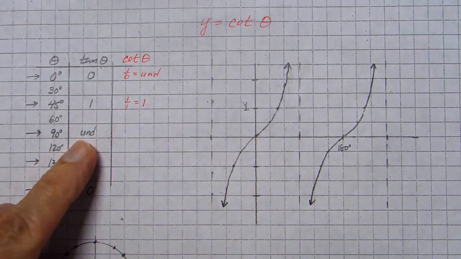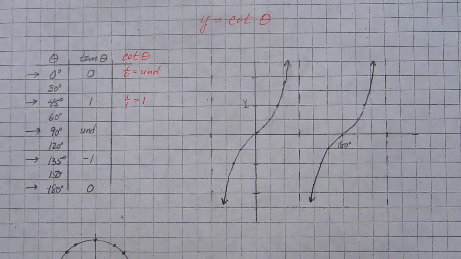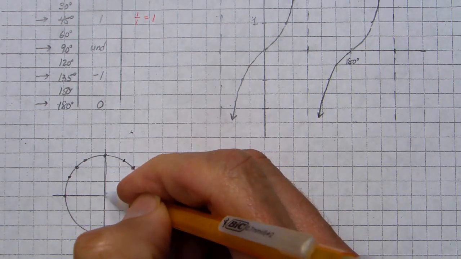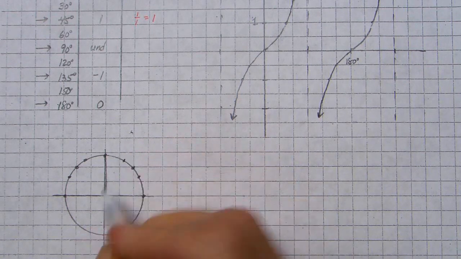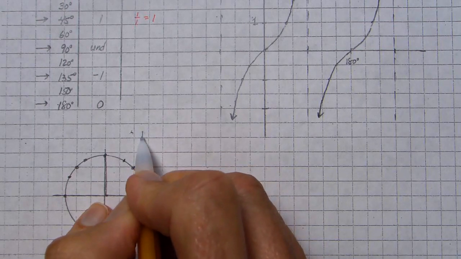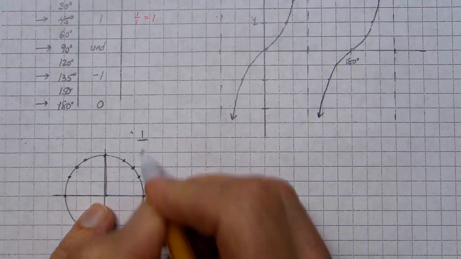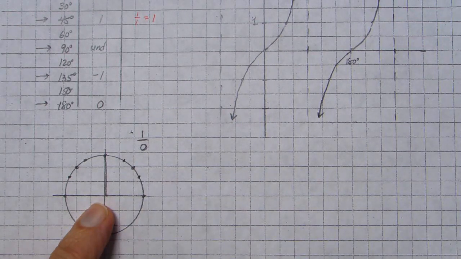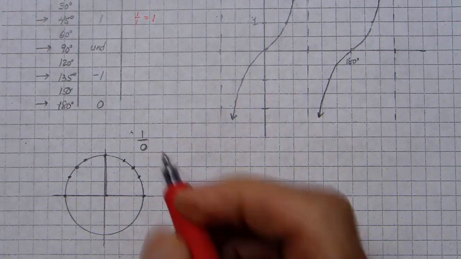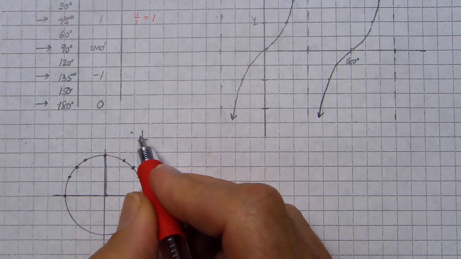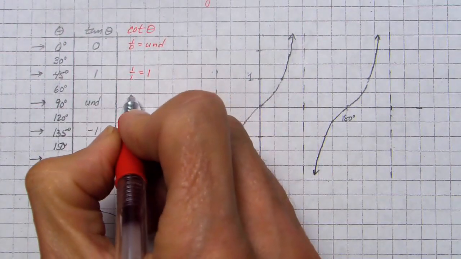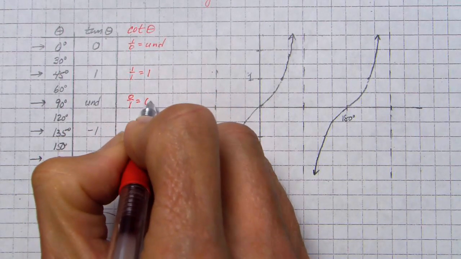Undefined. Why is tangent undefined at 90 degrees? Let's think about 90 degrees. At 90 degrees, we've got lots of height, but we have no horizontal displacement. We often say the height is 1, and then horizontally we've got nothing, and that's why it's undefined. Well, if we're doing the reciprocal for cotangent, we would flip this over, and we would now have 0 over 1, which is 0.